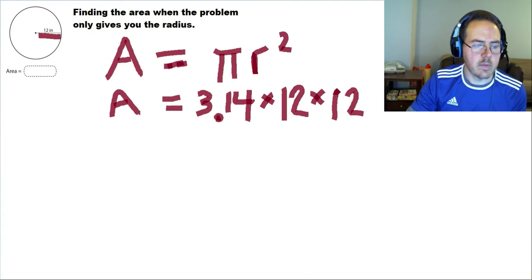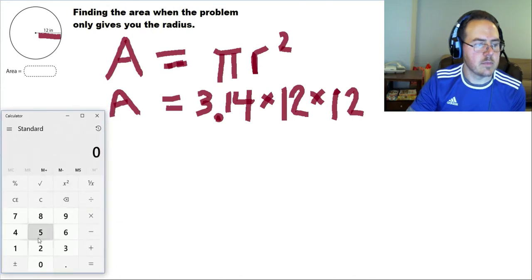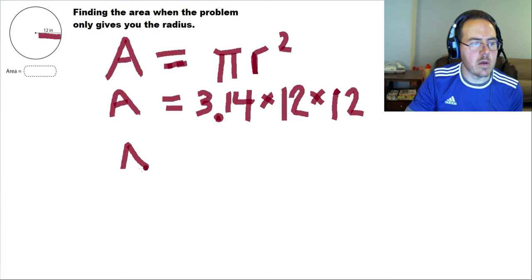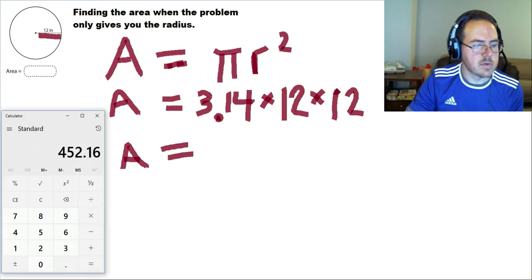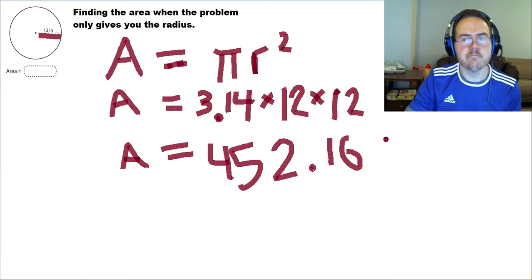I must have hit the wrong button. There it is. That's what I wanted. Okay. So 3.14 times 12 times 12. So let's see, the area would be pi r squared. So apparently our area is going to be equal to, what was that number? 452 and 1600ths.